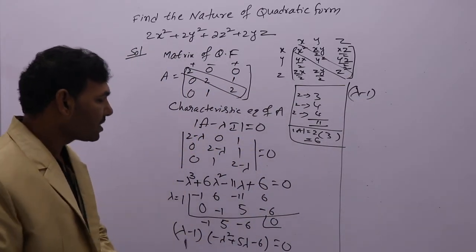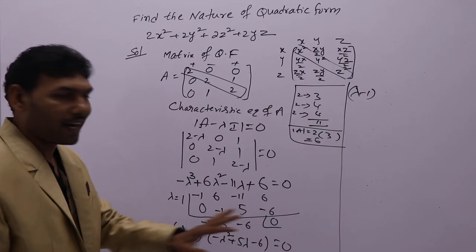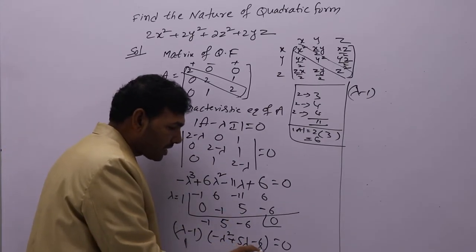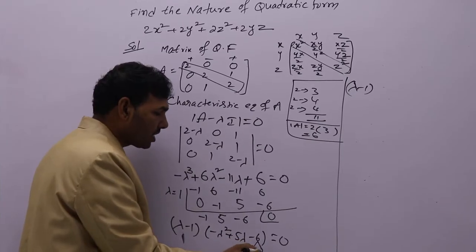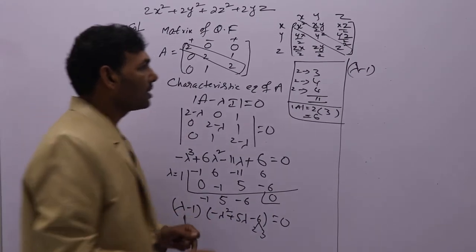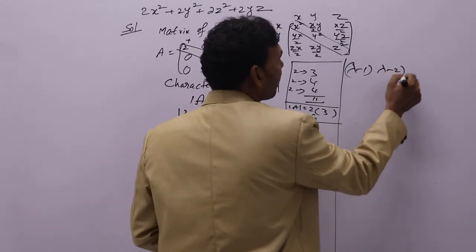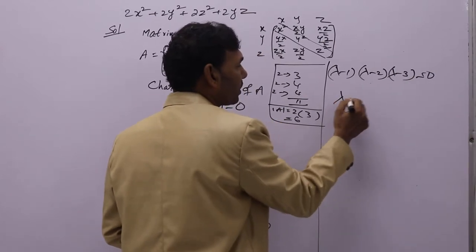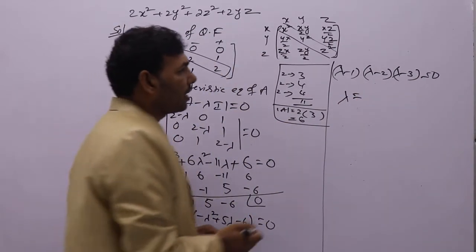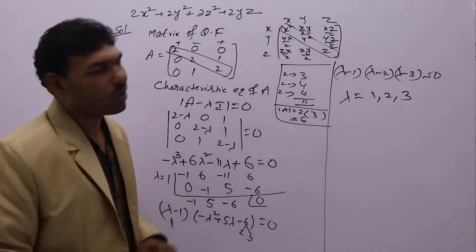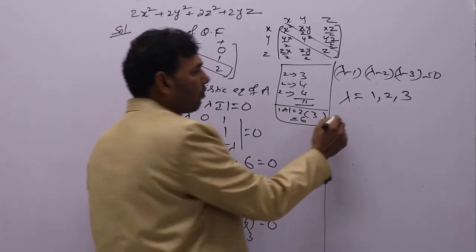Next, write this equation in factors. That one you know very well. 6 factors: 2 threes are 6. So that means this can be written like this: lambda minus 2, lambda minus 3. So finally, what are the eigenvalues you are going to get? Lambda equal to 1, 2, 3. So all eigenvalues are positive here.